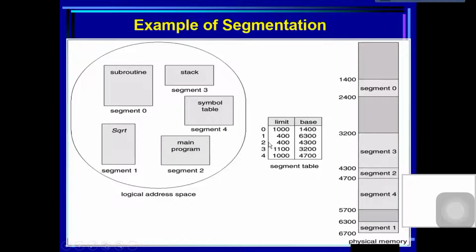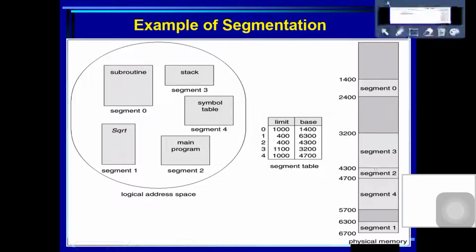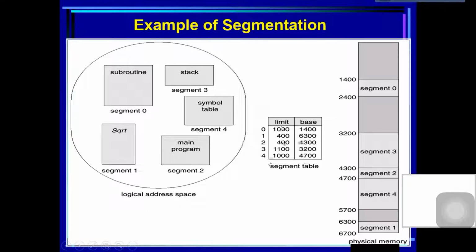So look at this picture. Okay, this is the logical address space for one process. This is the physical memory, and we see there are 1, 2, 3, 4, 5, altogether 5 logical segments. And each segment is put into the physical memory. And you can see the whole process is not contiguous. It is non-contiguous in the main memory. Okay, separated in the main memory.